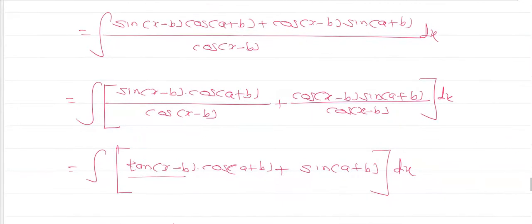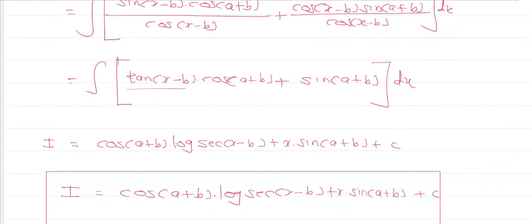Now this expansion, now we'll split this up. That is sin of (x - b) into cos of (a + b) upon cos of (x - b), plus cos of (x - b) into sin of (a + b) upon cos of (x - b). Now evaluate this. Sin of (x - b) upon cos of (x - b) is tan of (x - b) into cos of (a + b), plus cos of (x - b) upon cos of (x - b) gets cancelled. You will get sin of (a + b) into dx, and therefore again the integral, this is the constant term, therefore it is written as cos of (a + b). But what is the integral of tan x? The integral of tan x is log of sec x.